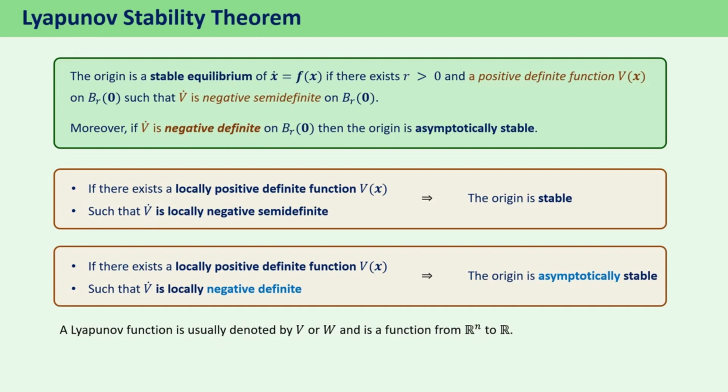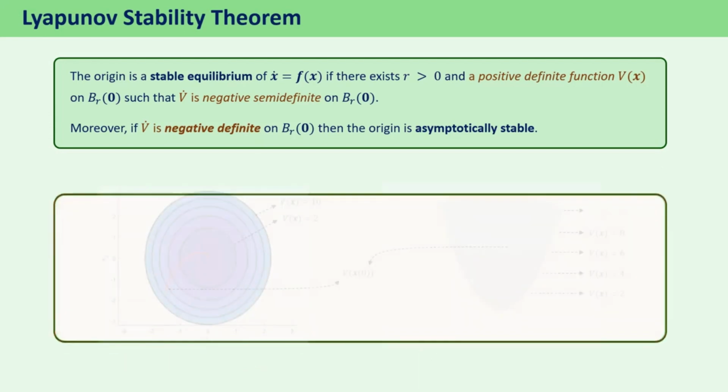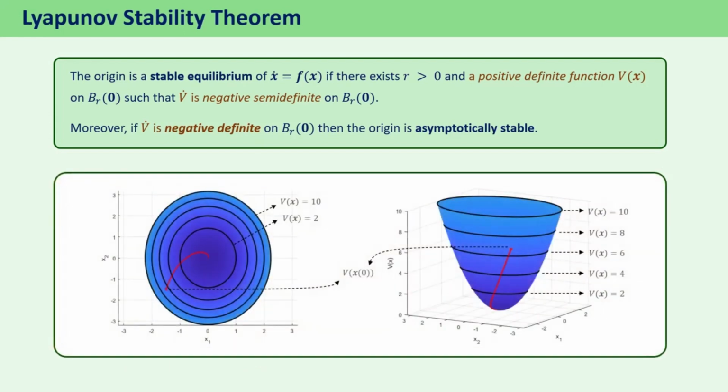A Lyapunov function is usually denoted by V or W and is a function from R^n to R. It should be noted that V dot can be calculated using the chain rule and is equal to the partial of V with respect to x times f of x. If V dot is a negative definite function, then V decreases and goes to the next level curve as shown in these two figures until it reaches 0. Since V is only 0 at 0, x of t goes to the equilibrium point at the origin, which means that the origin is an asymptotically stable equilibrium point.